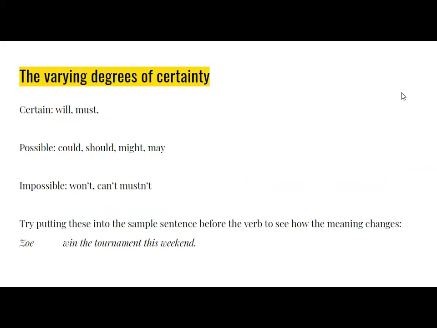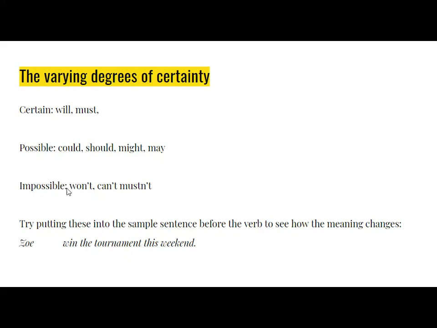So to break it down even further, modal verbs vary the degree of certainty. Now, if we are absolutely certain about something, we might use the modal verbs will or must. If something is a possibility, it could happen, but it might not happen, we might say could, should, might, or may. There are some rules around when you use might and when you use may that we will talk about in later lessons.